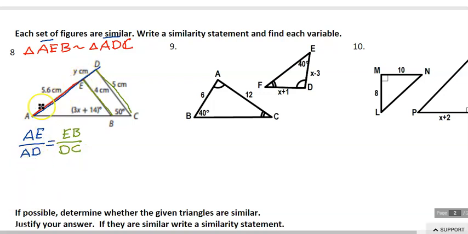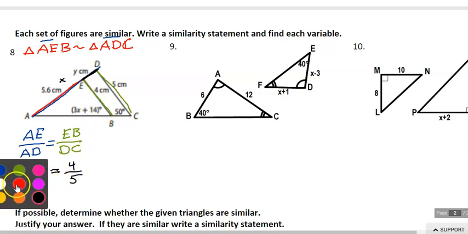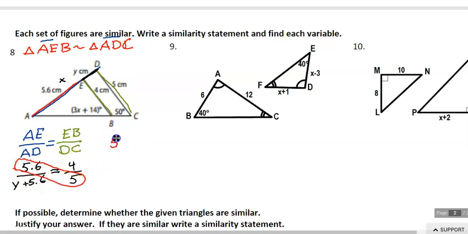So AE right here is 5.6. Now AD, from A to D, we know right here ED is y, and this part AE is 5.6. So I'm going to add those together to get AD. I'm going to have y plus 5.6. And now proportional to, small triangle, we'll have 4 over 5. Then we just need to solve this by cross multiplying. So we'll do 5 times 5.6 equal to 4 times y plus 5.6.